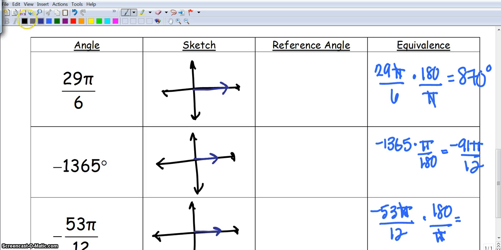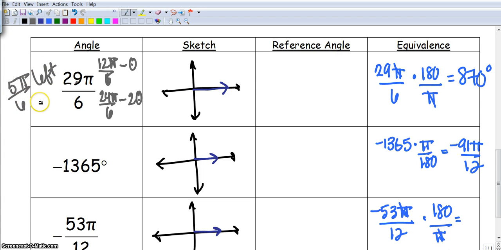29 pi over 6, remember it helps to think of these in terms of 2 pi because that's a complete cycle. So 12 pi over 6 would be 1 circle. And you can fit 24 pi over 6, so that would be 2 circles. And between 29 pi over 6 and 24 pi over 6, you have 5 pi over 6 left that you need to go. Notice this is a little less than 6 pi over 6, or 1 pi.